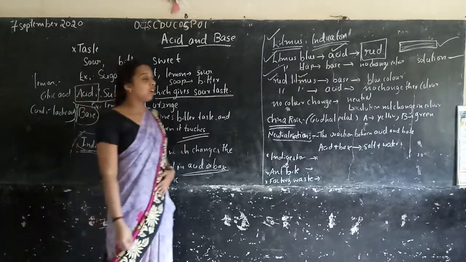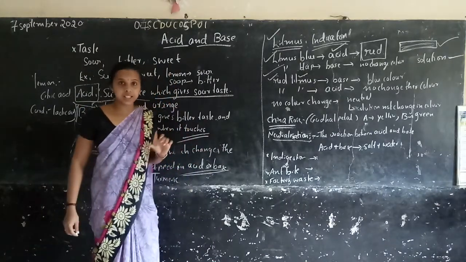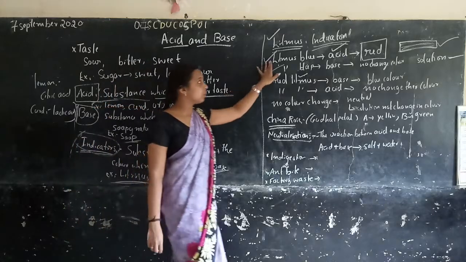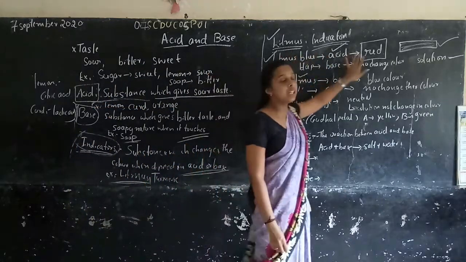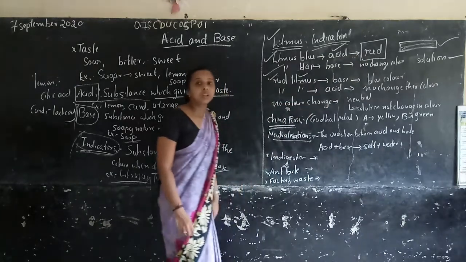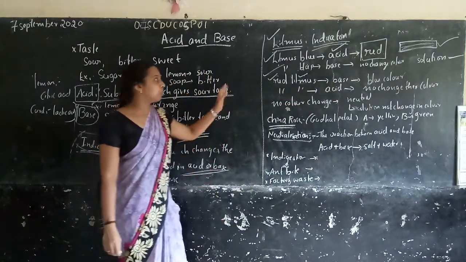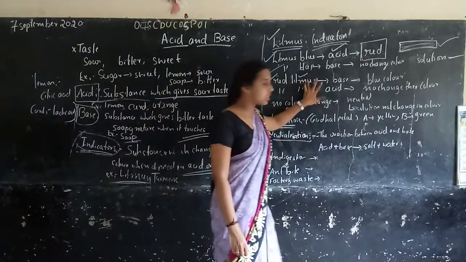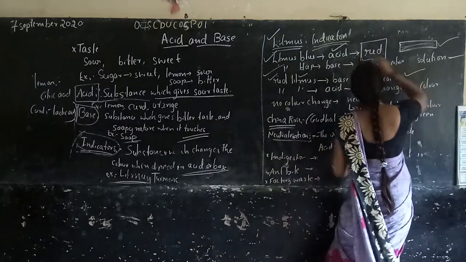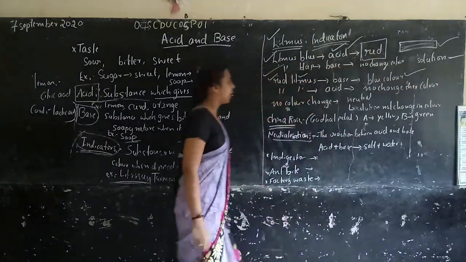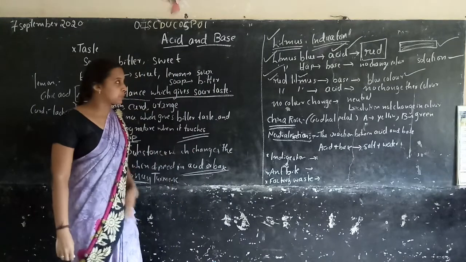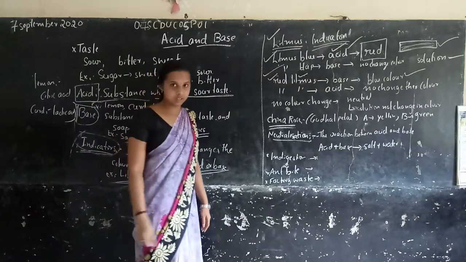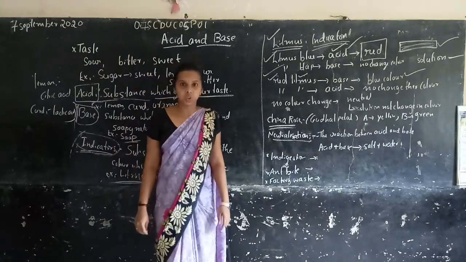So if we want to identify an acid, we always use blue litmus paper, which shows a red color. If we want to know about a base, red litmus paper is dipped in the base and it changes to blue in color. So we now know how litmus paper or litmus solutions are used.